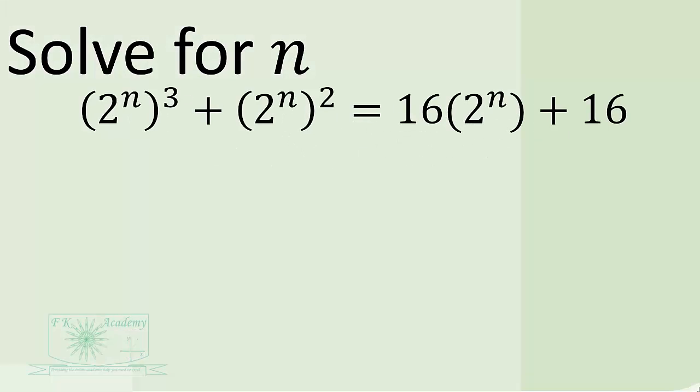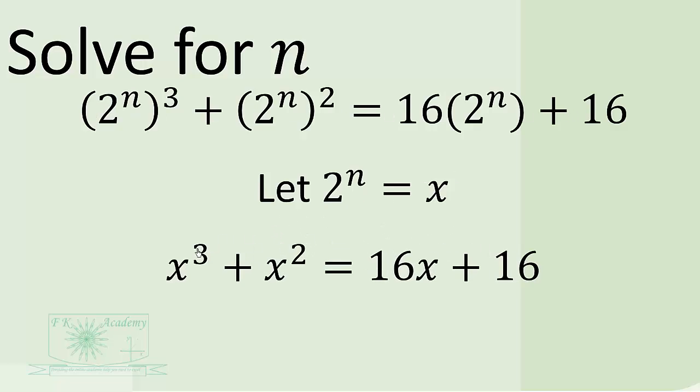We rewrite 2 exponent 3n as 2 exponent n all exponent 3 because we can multiply the 3 by the n to get the 2 exponent 3n back. The same thing applies here. Then what do we do next? Remember, we expanded the right hand side here. Next, we let 2 exponent n be equal to a variable x. Now we have reduced this exponential equation to a cubic equation.